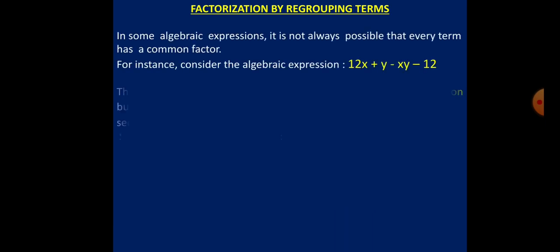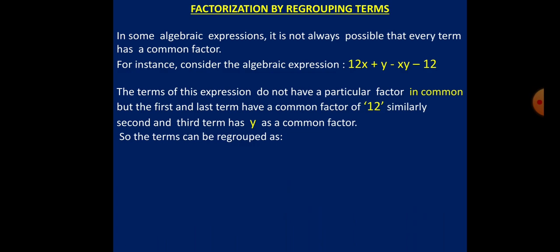Now let's try to understand the second method of factorization, and it is factorization by regrouping terms. We use this method other than common factors as it is not always possible to have common factors of every term. Now consider the problem 12x plus y minus xy minus 12. You can see we have 4 terms and not every term has a common factor, but the first and last term and the second and third term seem to have common factors.